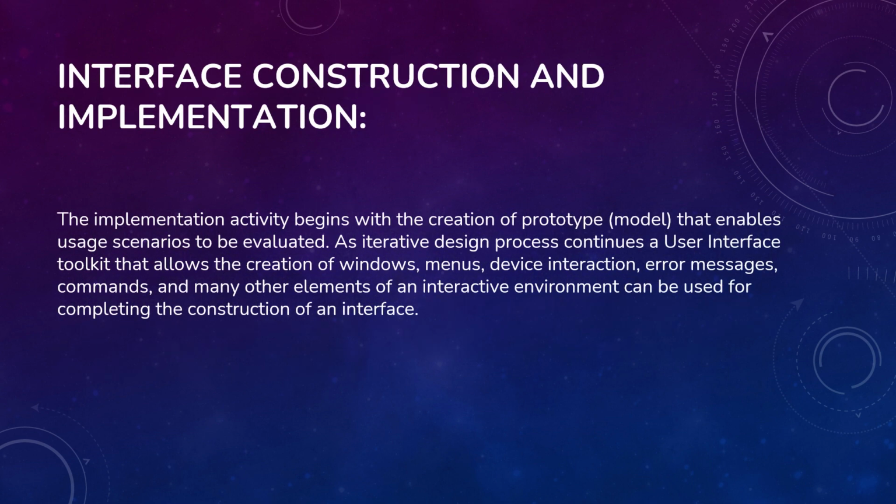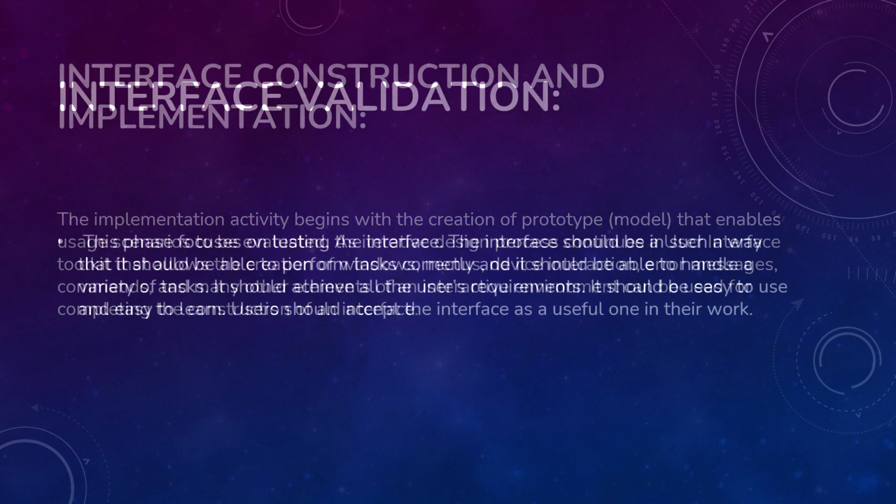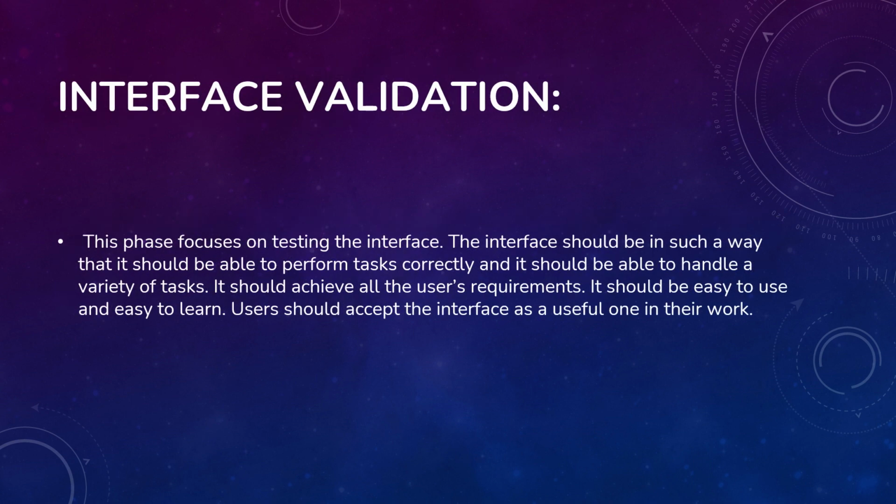In the interface construction and implementation phase, the implementation activity begins with the creation of a prototype model that enables the user scenario to be evaluated. As the iterative design process continues, a user interface toolkit that allows the creation of windows, menus, devices, interaction, error messages, commands, and many other elements of the interactive environment can be used for completing the construction of an interface. And the last phase is interface validation.